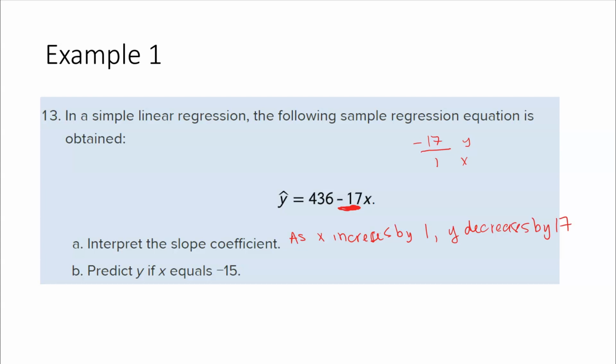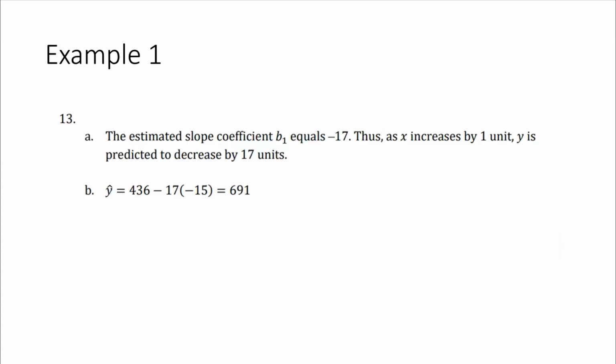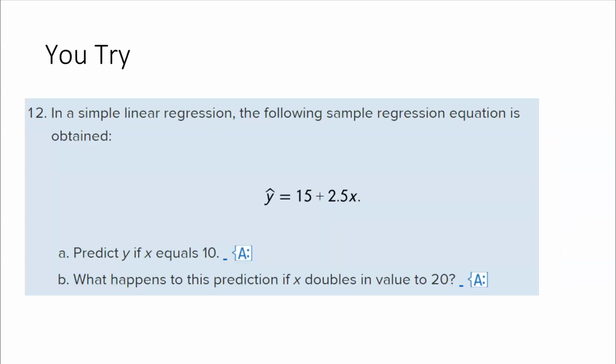Predict y if x equals 15. So y hat is our predictor. When x equals 15, you just plug that in, type that right into your calculator, and you get 691. So there it is again for you. Go ahead and give this one a try. Press play when you're ready to see the solution.